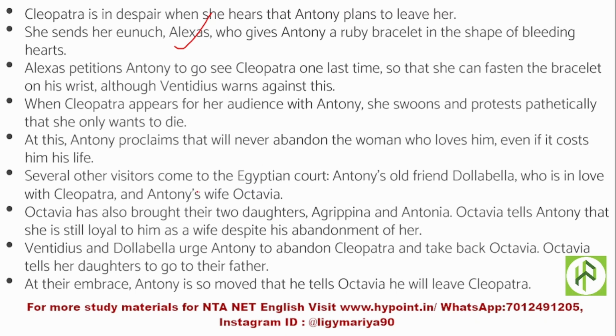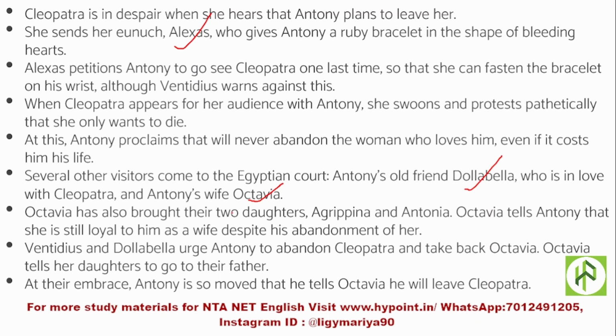Several other visitors come to the Egyptian court. Antony's old friend Dolabella. So Dolabella is Antony's old friend who is in love with Cleopatra. So Dolabella has a crush on Cleopatra, and Antony's wife Octavia also comes. So these people came to the Egyptian court to visit Antony and to persuade him to go back to Rome and go back to his own side.